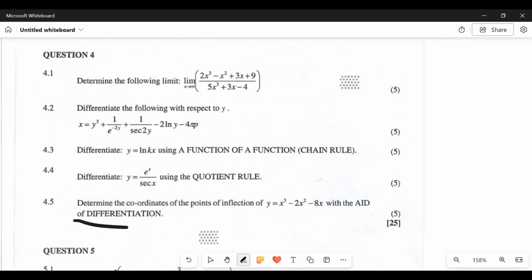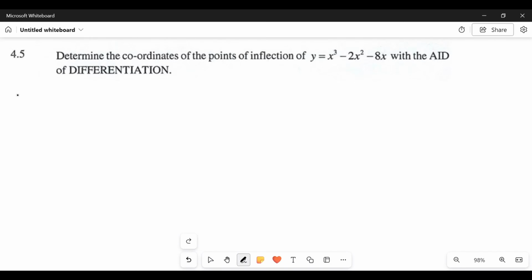So we're gonna copy this question here, which is 4.5, paste it with the space, and let's try to solve it. Alright guys, here is 4.5. They want us to determine the coordinates of the point of inflection of y is equal to x to the power of 3 minus 2x squared minus 8x with the aid of differentiation.